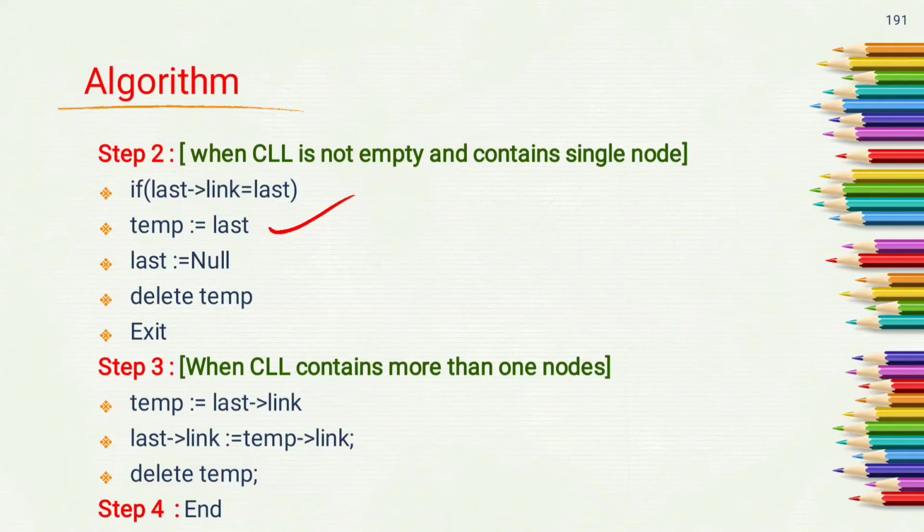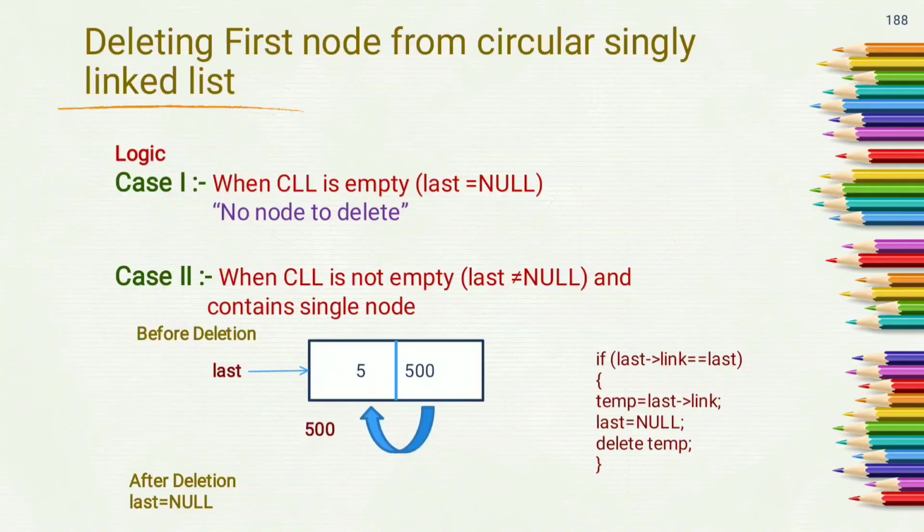In that case we have to store the address of this node into temp by writing temp equals last and update the last pointer by null, because after deletion of this single node our circular linked list will be empty, and delete this temporary node and exit from the algorithm. These steps I explained to you in case 2.